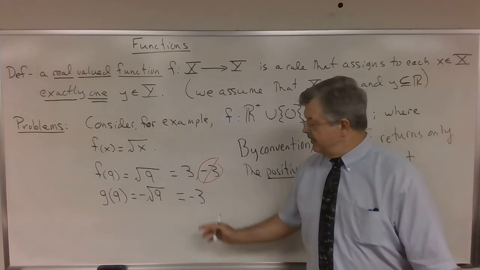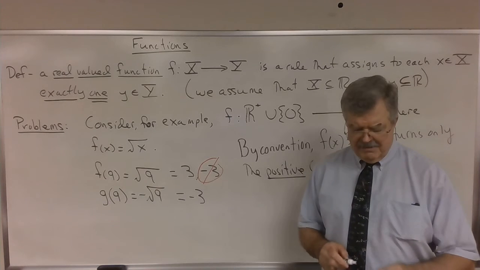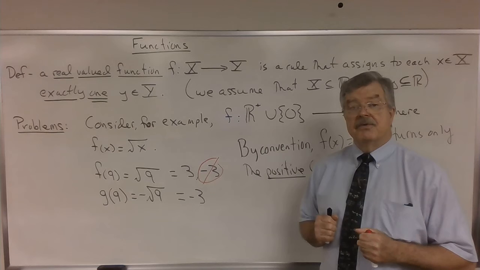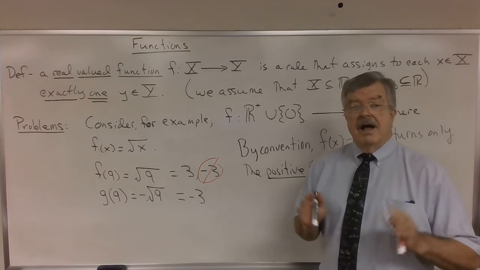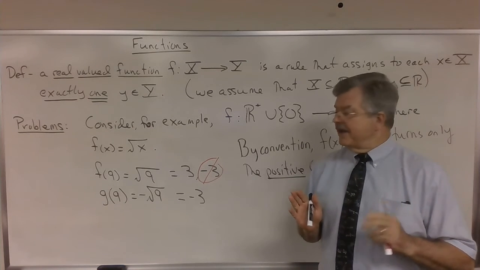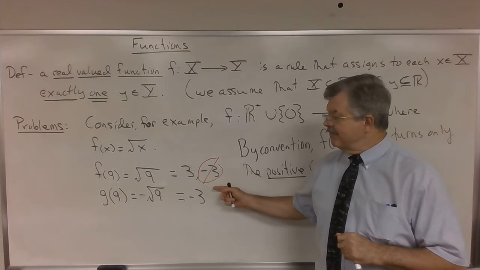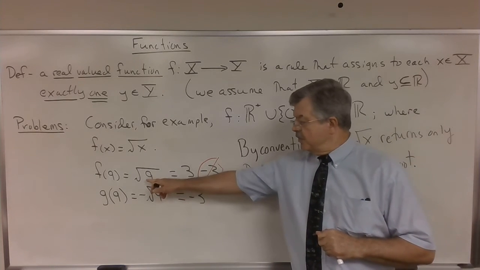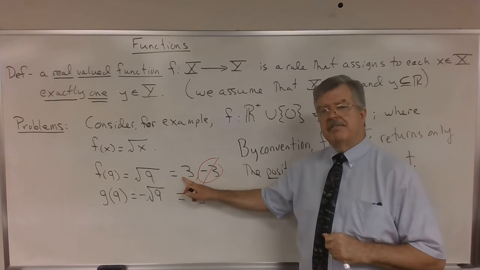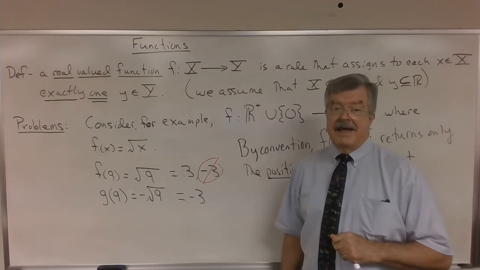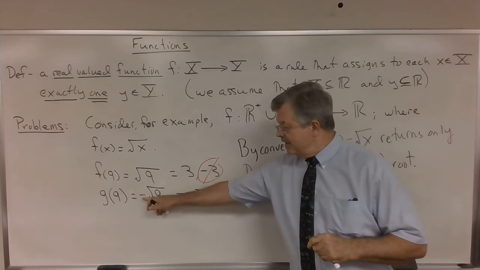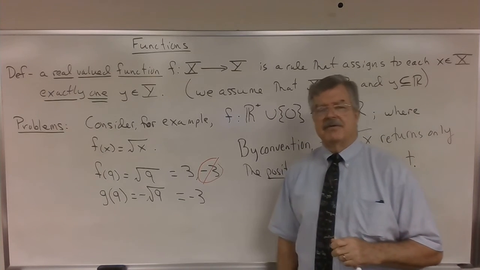And this is something that we're somewhat familiar with, probably more familiar with than we realize. One thing that gives evidence to the fact that we are familiar with this convention of the square root function only returning the positive root, and that if we really want the negative root instead, we put a negative sign in front of the square root sign.